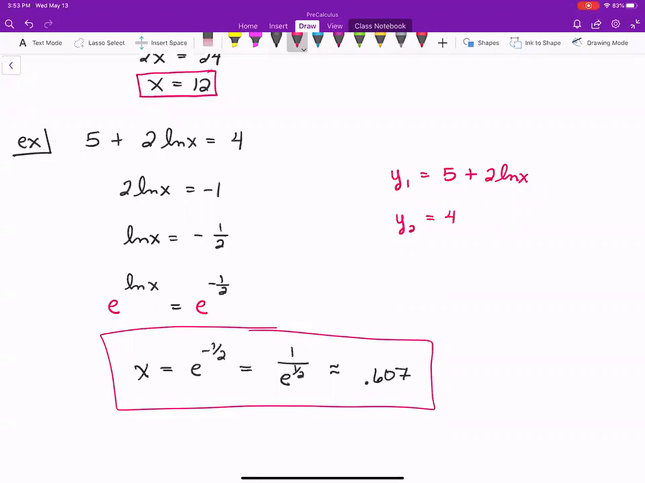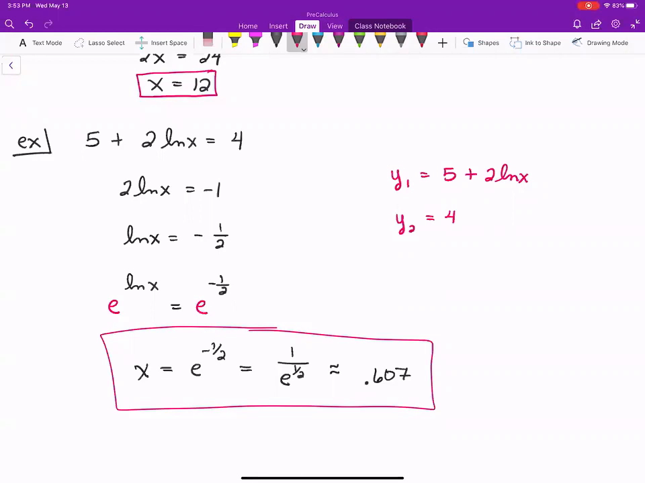So here's my next problem that I was working with you guys on. 5 plus 2 natural log of x equals 4. The first thing I did was I got the natural log of x by itself. So that's how I got down to the natural log of x equals -1/2.